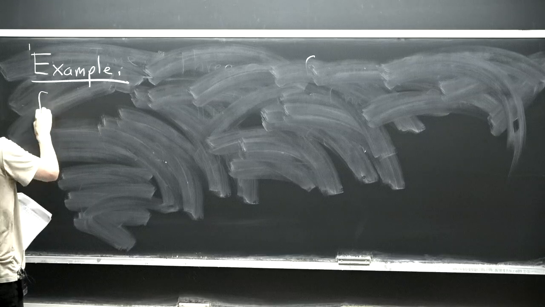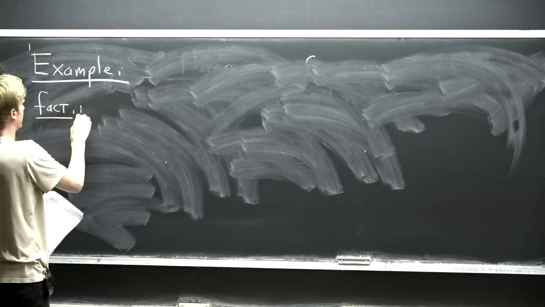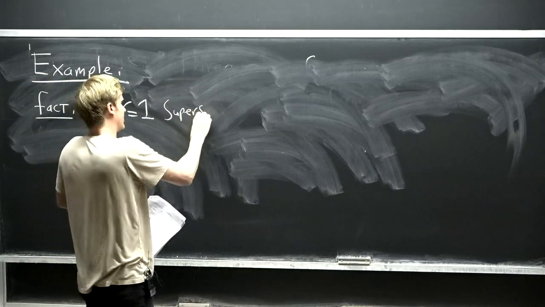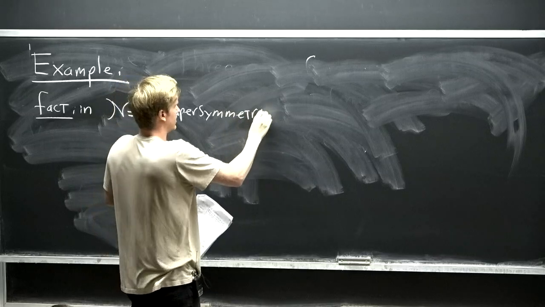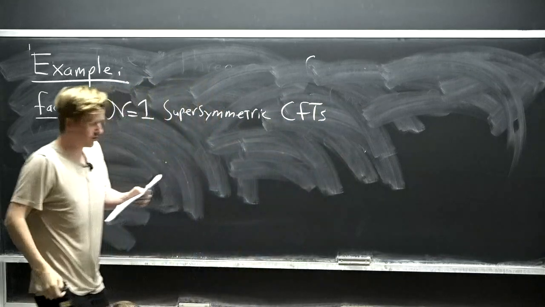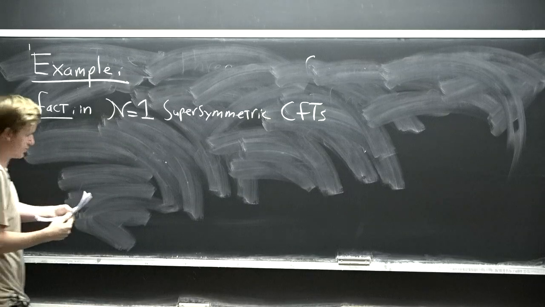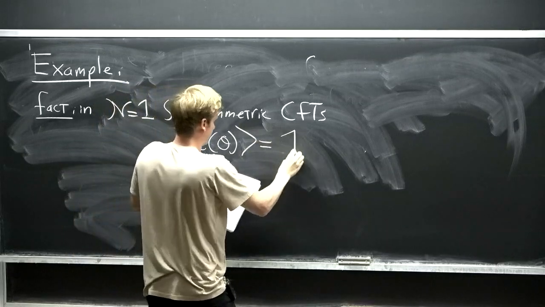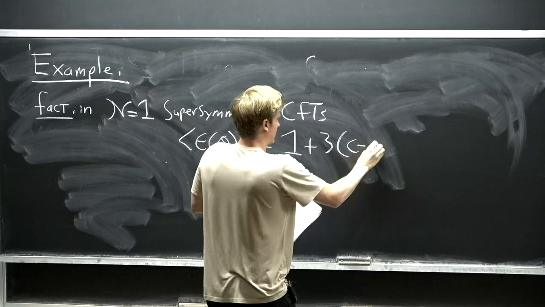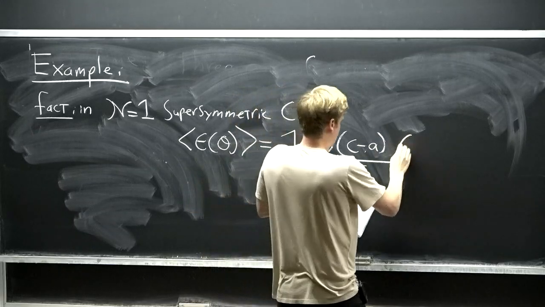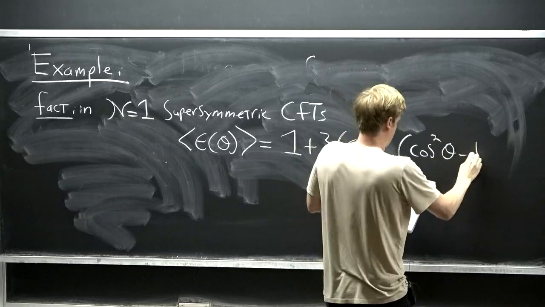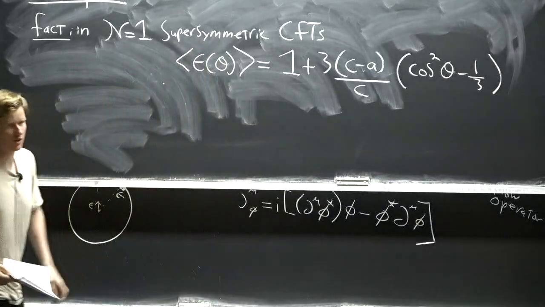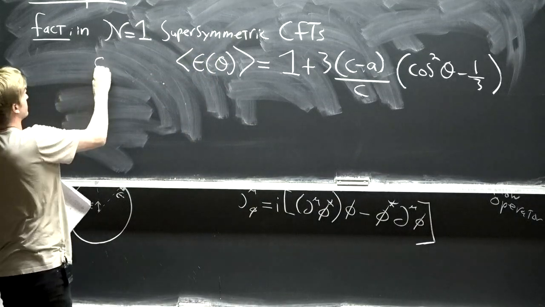So it is a fact that in N equals 1 supersymmetric conformal field theories, this just allows you to have a little bit more control. You can write an exact expression for this A2 in terms of two parameters, for a certain set of currents. Where physically what these C and A are are certain anomaly coefficients. And this is in D equals 4.